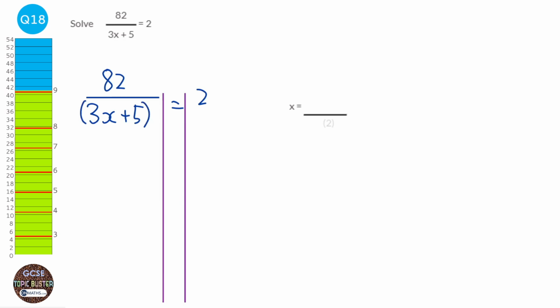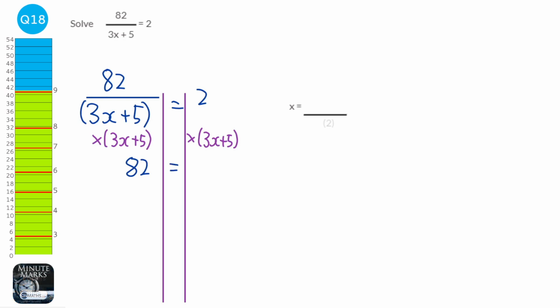Notice I've put a bracket around it because what we're going to do is the opposite of divide by that bracket. We're going to times both sides by 3x plus 5 to get rid of that fraction. Now on the left hand side that just gets rid of the fraction, so we're just left with 82. On the right hand side, we're doing the 2 times the 3x plus 5. Following my rules to get rid of all the brackets first. So 2 times 3x is 6x, 2 times 5 is 10.